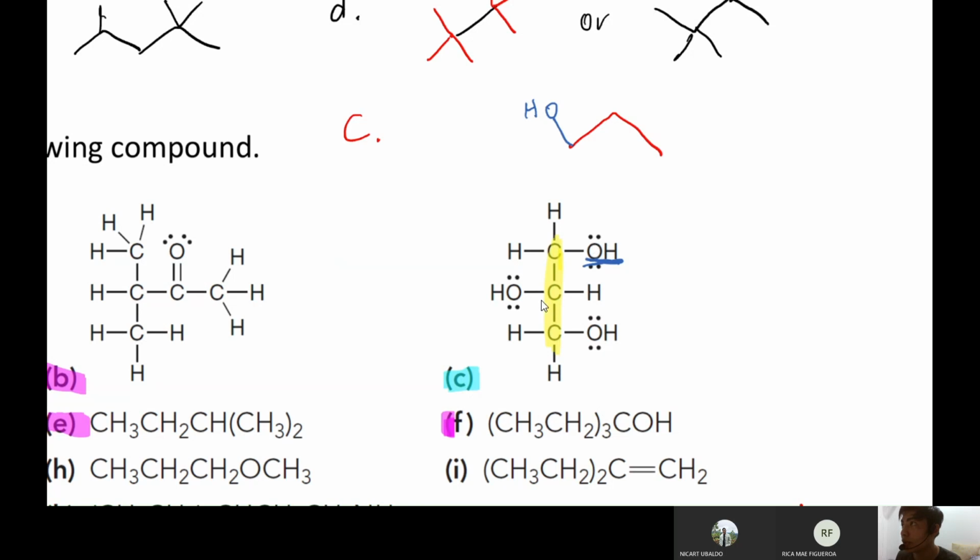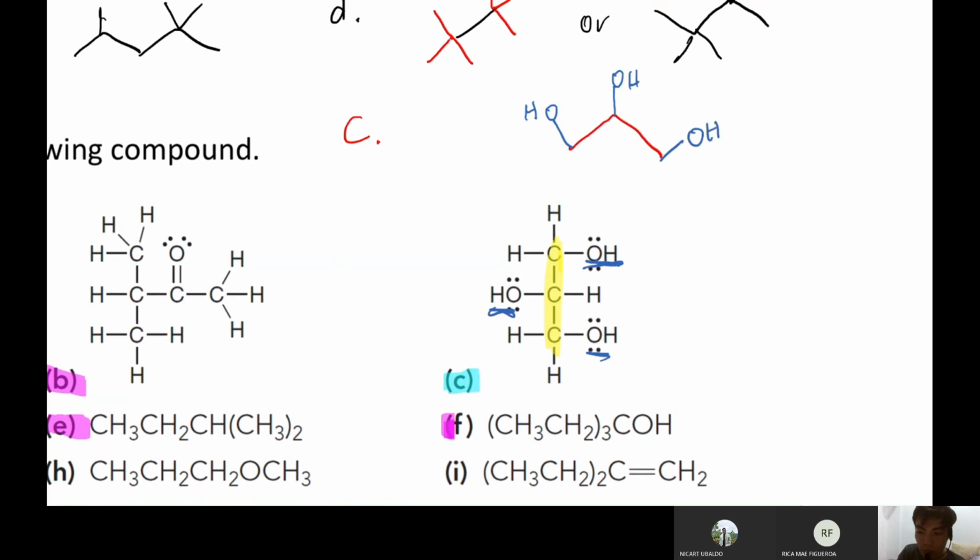Ayan yun. So, sa second carbon, may OH na naman. So, dito, ilulusot ko na lang yung OH. Ayan. Again, di pwede dito sa baba. Hindi pwede dito, ha? Bawal yun. Hindi naman sa bawal. Pangit lang siya tignan. Then, last one. Yung OH na to, lalagay ko siya dito. So, the final structure is OH, OH, OH.